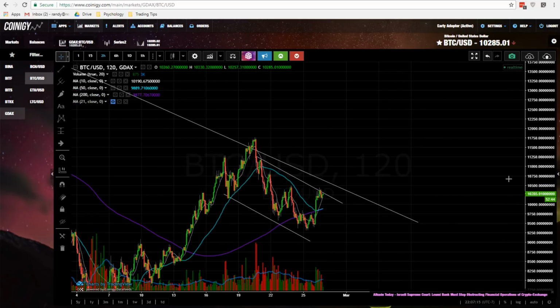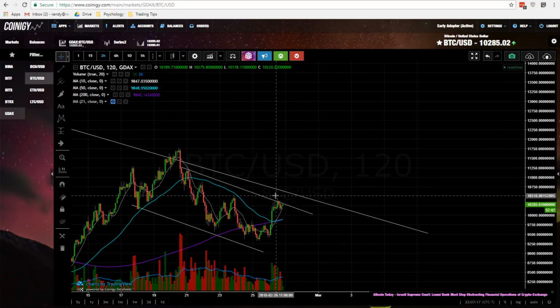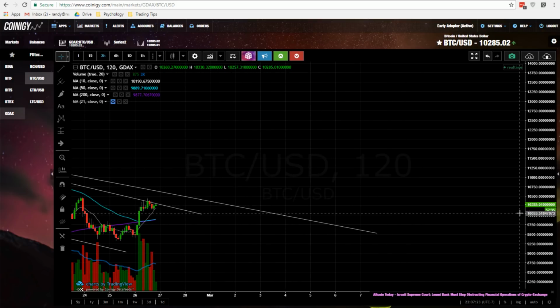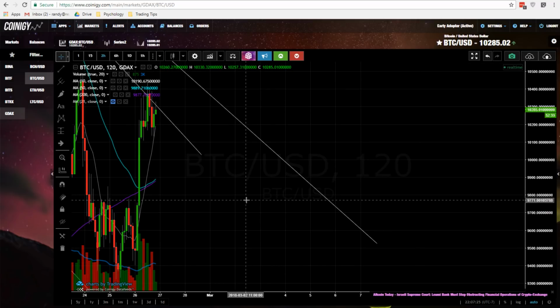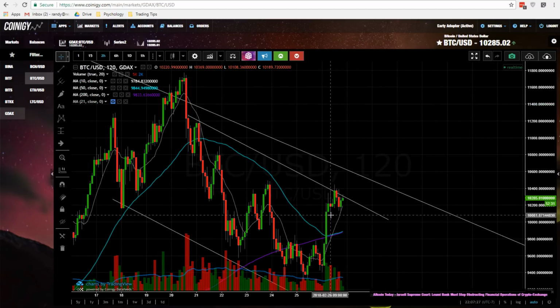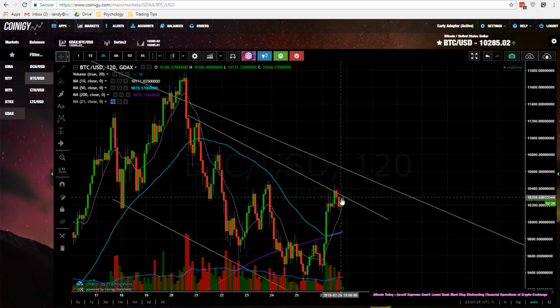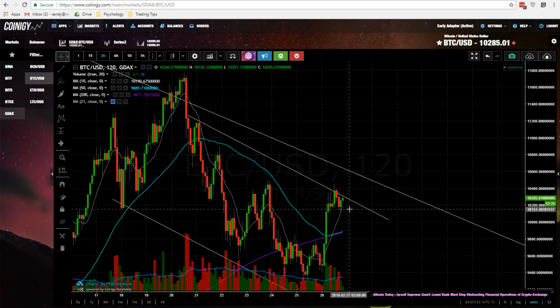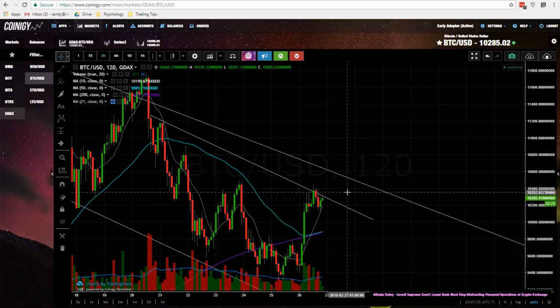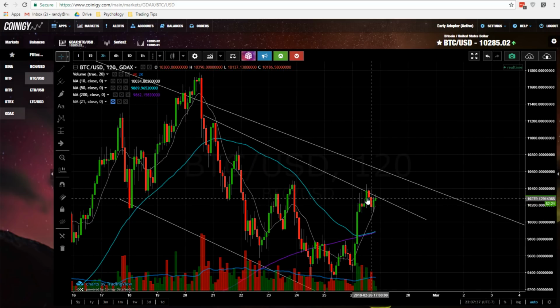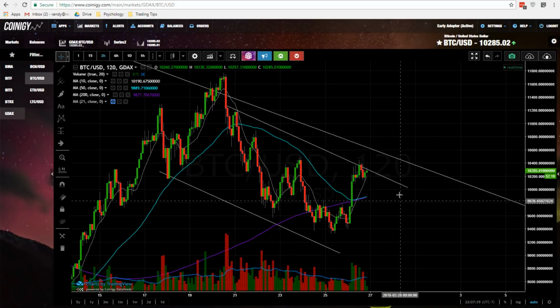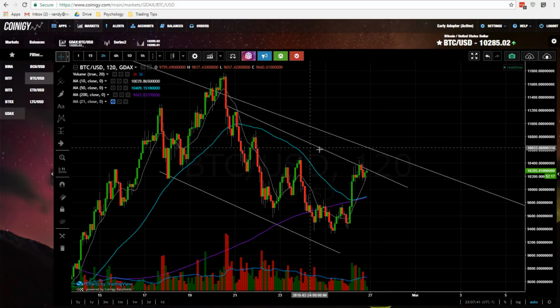But either way, we have declining volume. Ever since we popped up here, volume's been declining and price has been steadily increasing. We kind of have higher lows here and higher highs. So price has kind of been increasing here. We can possibly get a shakeout before we continue higher, but so far the action has been pretty good to the upside here.